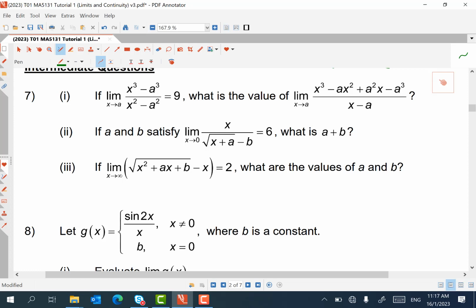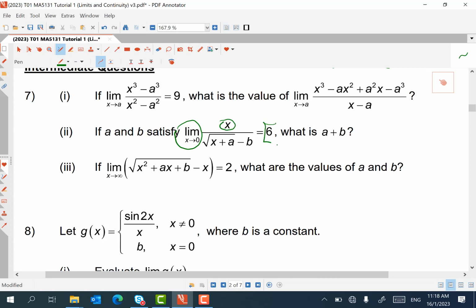You want to realize that the limit when x goes to 0 of this function, you got to understand something. This one will mean the numerator is 0, right?